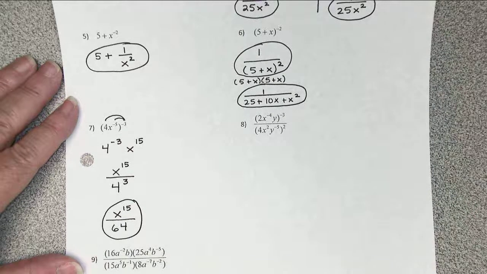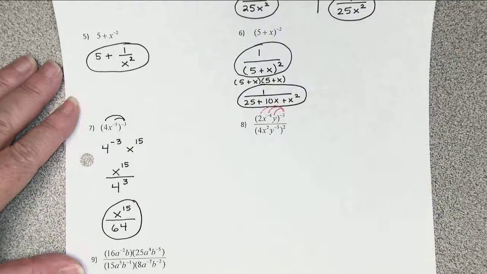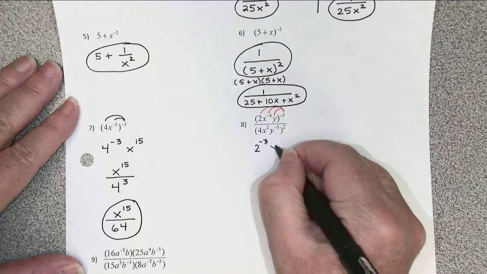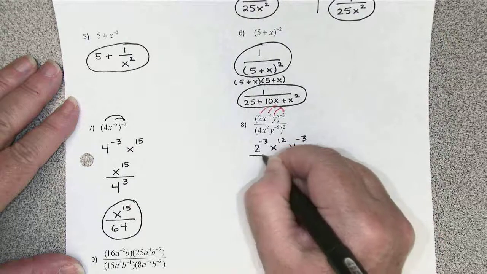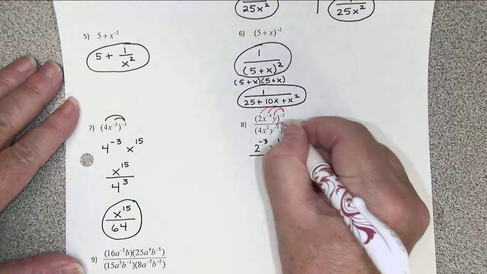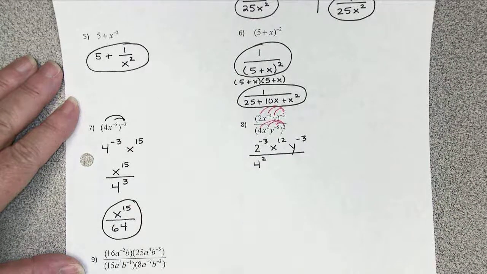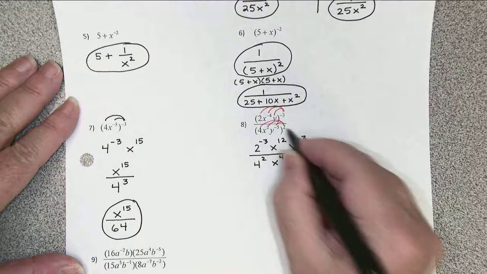All right, in number 8, I'm going to apply a similar strategy to both the numerator and the denominator as my first step. So this negative 3 actually gets applied to all 3 factors in the numerator. 2 to the negative third, x to the positive 12th, and then y to the negative third. Same idea in the denominator. That exponent of 2 gets applied 3 times. 4 squared, x to the 2 times 2, or 4, and y to the negative 10th.